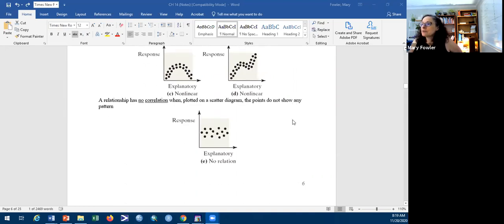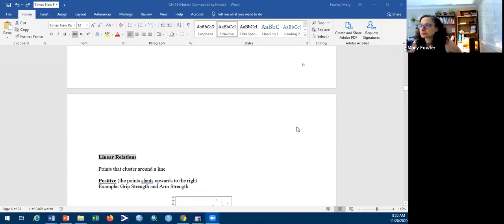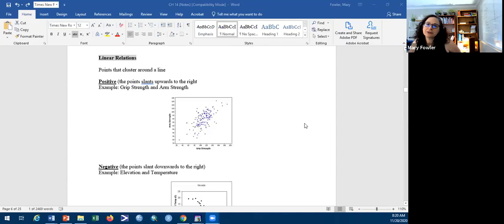So a relationship has no correlation when plotted on a scatter plot, the points do not show a pattern. So some kind of cloud-like behavior here. This would be no relation. Okay, and I just wanted to build some intuition around how data looks in scatter plots. So I'm going to present to you some pictures, and we're just going to start to look at them and get a feeling around these scatter plots.